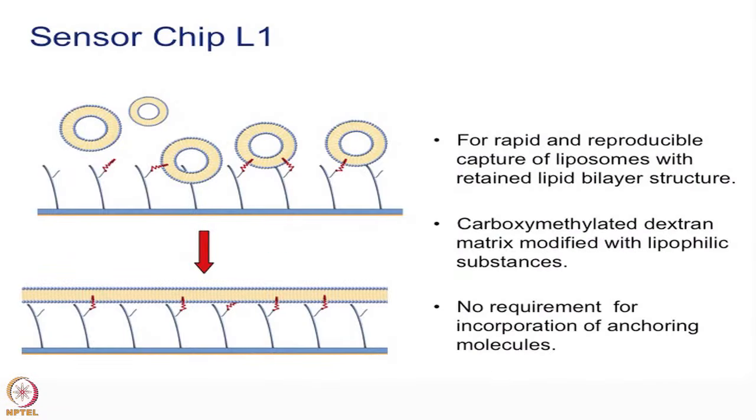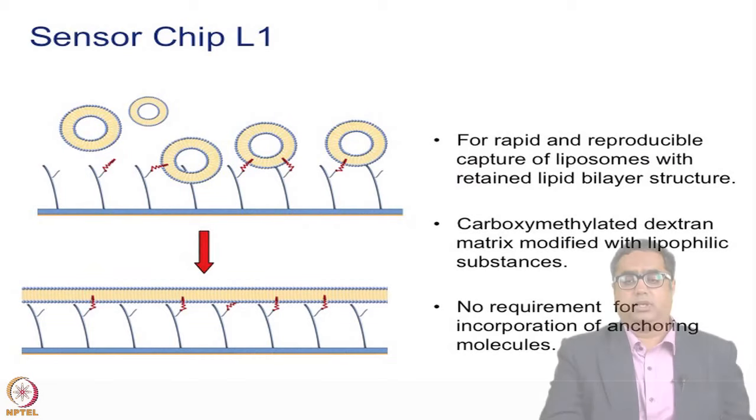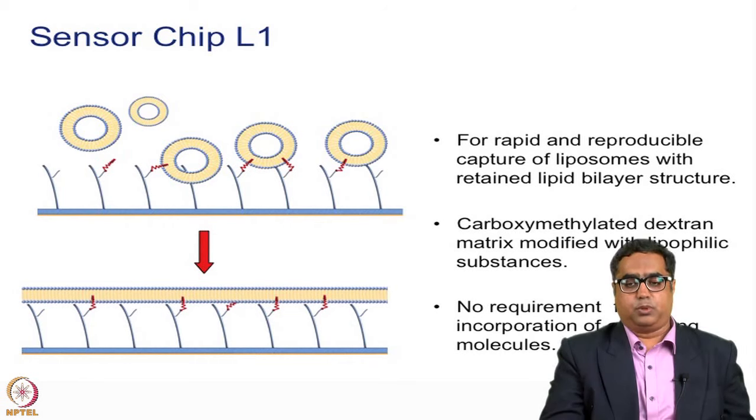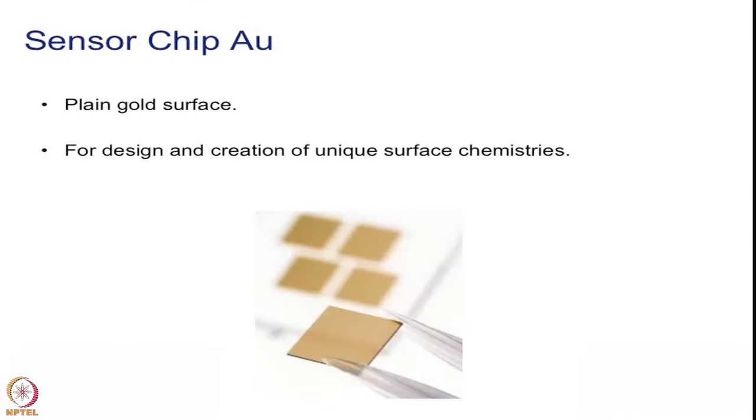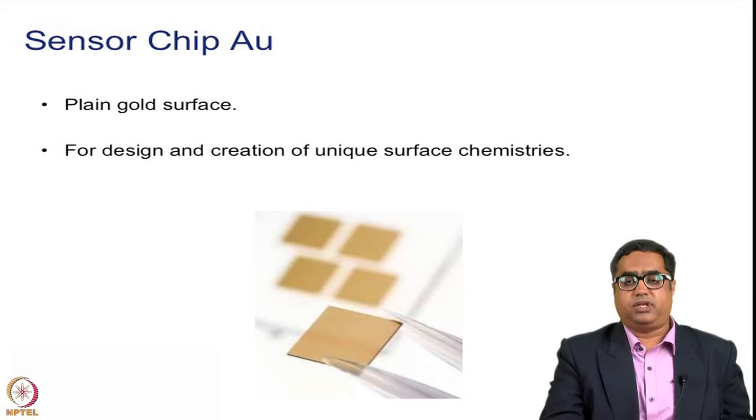L1 is another sensor chip surface, which is also popularly used for studying liposomes and lipid bilayer kinds of molecules, and carboxymethylated dextran is modified with lipophilic substances. Another surface is a plain gold surface where there will not be any dextran, and these surfaces are very good for chemists, where they can do their own chemistries and use them for interaction.